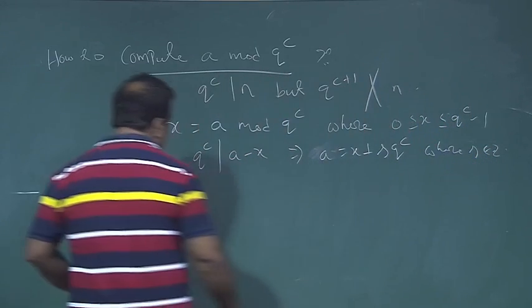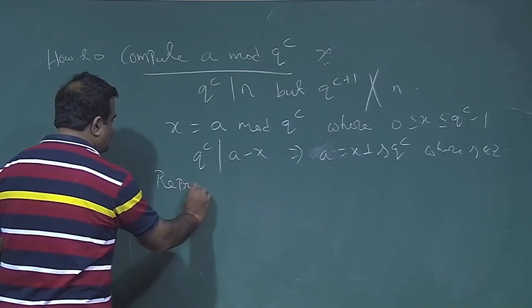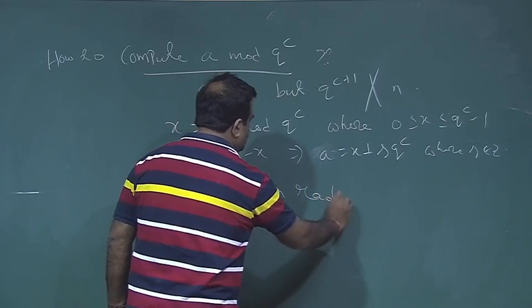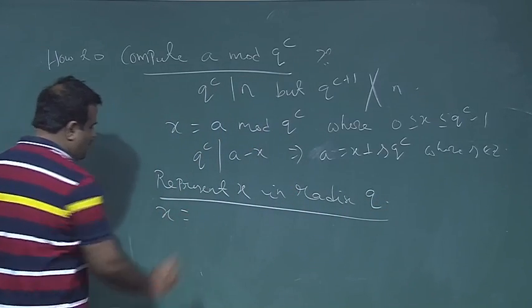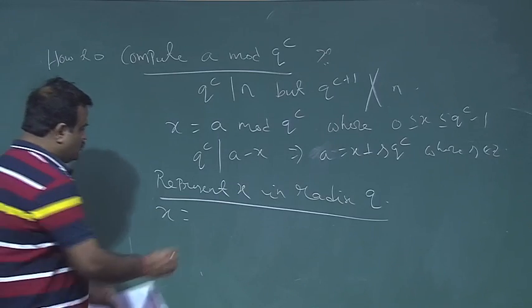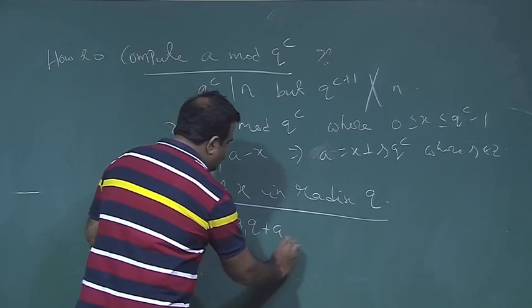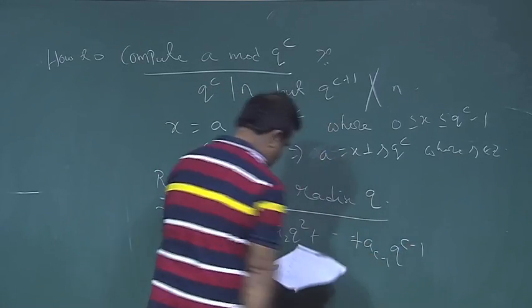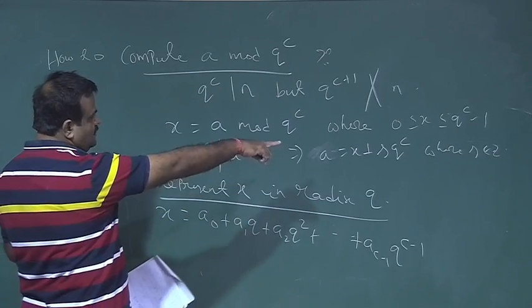Now, we write x in terms of radix q, represent x in radix q. We know the octal system, we know the decimal system. So, this is basically a0 plus a1 q plus a2 q squared, dot dot dot, a_{c-1} q to the power c minus 1. Then a is basically x plus s q to the power c.